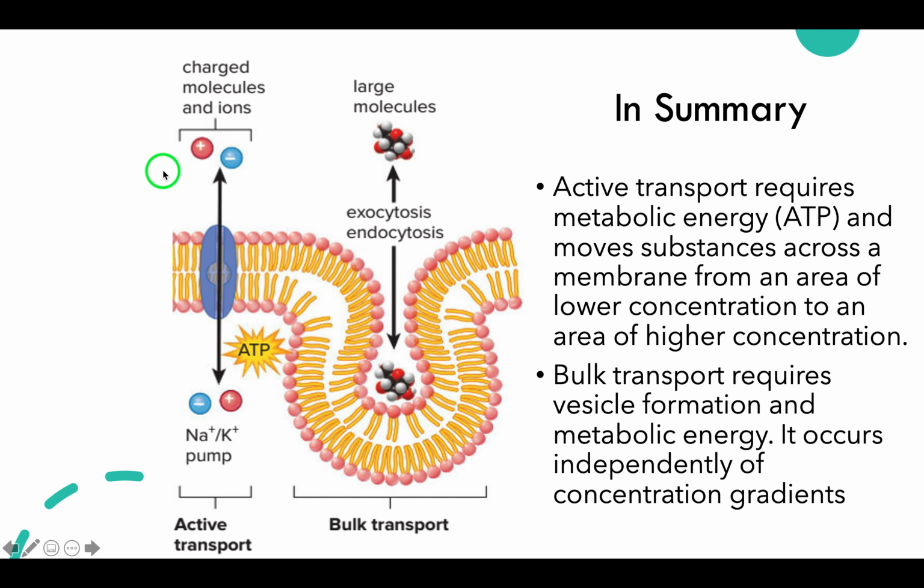Let us now summarize the key concepts of active and bulk transport. In active transport, a carrier protein uses energy in the form of ATP to move a substance against its concentration gradient. For example, the sodium-potassium pump uses active transport to exchange sodium ions for potassium ions across an animal cell membrane. Bulk transport, on the other hand, requires vesicle formation and metabolic energy. It occurs independently of concentration gradients, whether high to low or low to high.